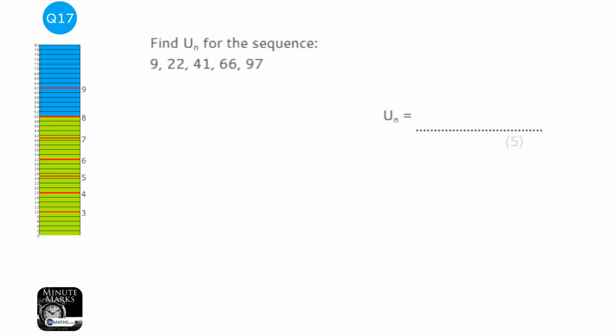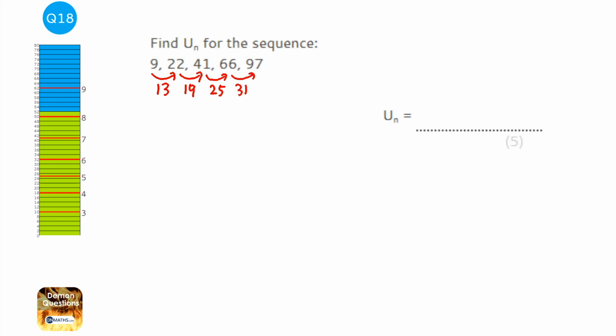Okay, so we're asked to find the nth term of the sequence, so the first thing I need to do is work out what the sequence is going up in. So 9 to 22 will be 13. 22 to 41 would be 19. It's not the same. Okay, so that would be 25, and then this would be 31.